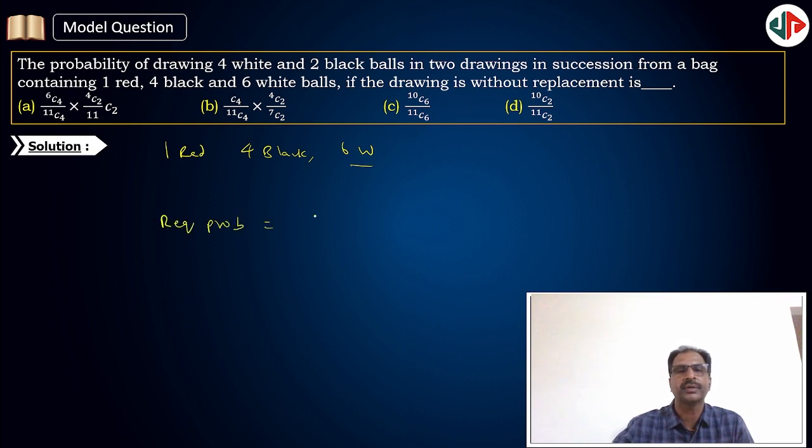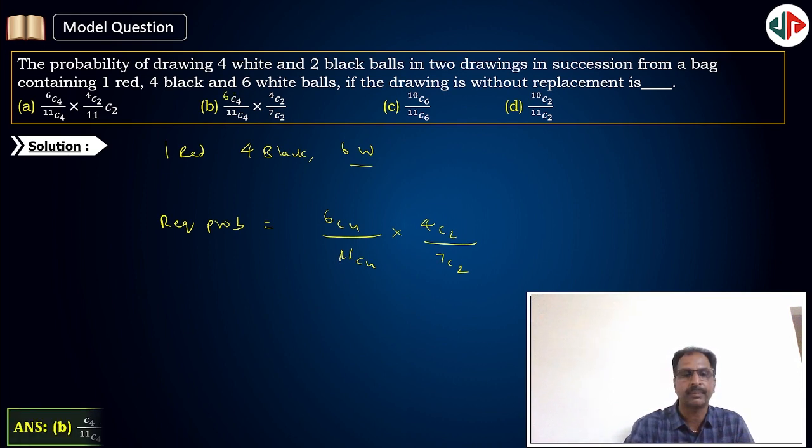First, what is the probability of selecting 4 white from 6 white? 6C4 by 11C4 into, and I should select 2 black balls, 4C2, 2 black balls from 4 black balls. By total number, now already I have selected 4 white, so out of 11, only 7 are left out. From that I have to select 2. So 6C4 by 11C4 into 4C2 by 7C2. So in the second option, 6 should be there here. Option B.